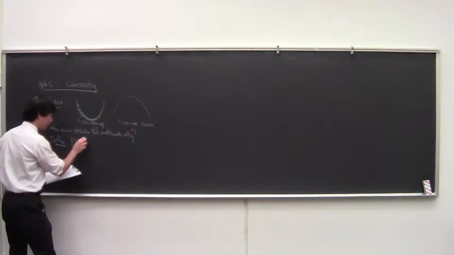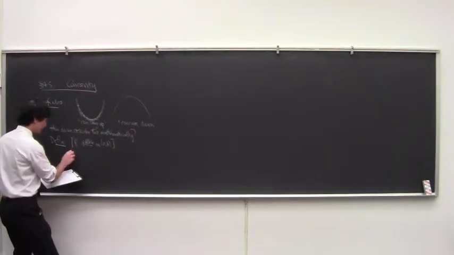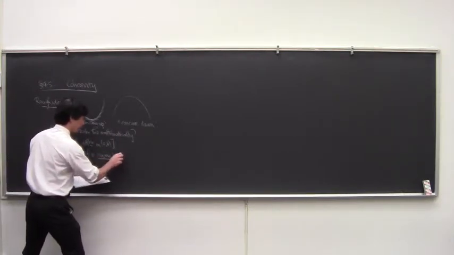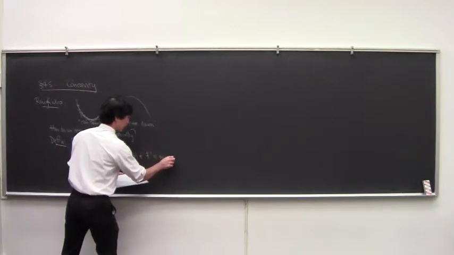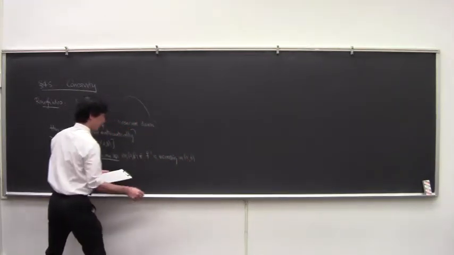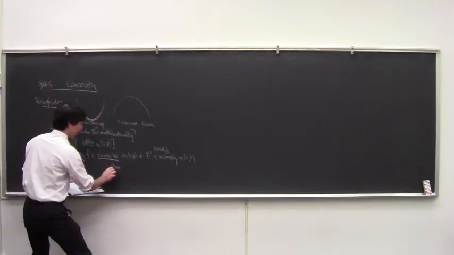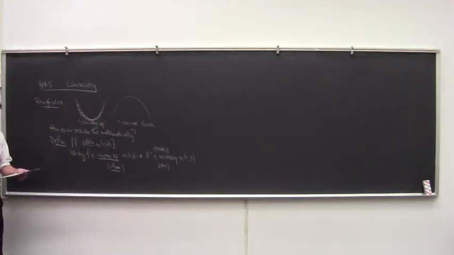If you have f differentiable on (a, b), we say f is concave up on (a, b) if f prime is strictly increasing on (a, b), and it's concave down on (a, b) if f prime is strictly decreasing on (a, b). Okay, so that's how we're going to describe this mathematically.